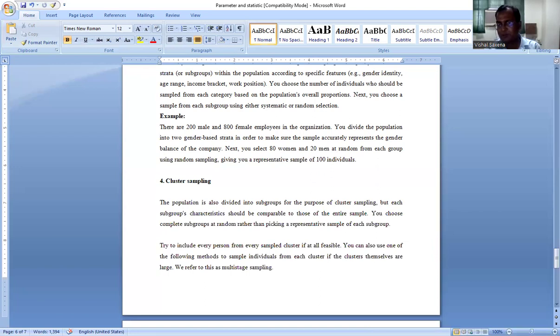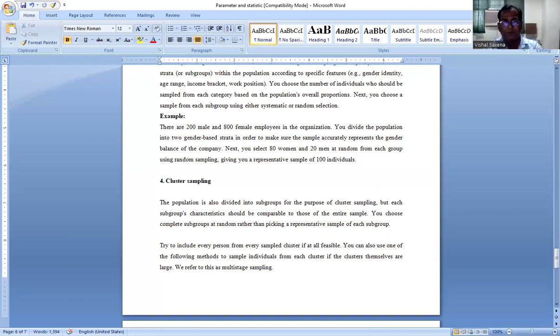Subgroup characteristics should be comparable, meaning every subgroup should have the same characteristics as our sample which is to be made. You choose a complete subgroup at random rather than picking a representative sample of each subgroup. In stratified sampling, we have to select the members from each strata in the required proportion to make the sample. But in cluster sampling, this is not required.